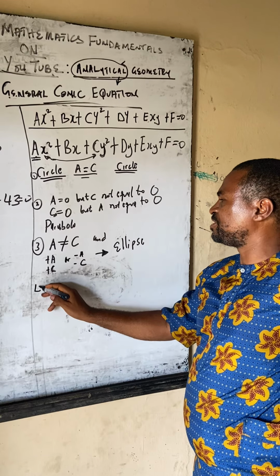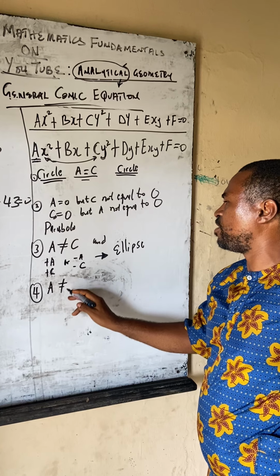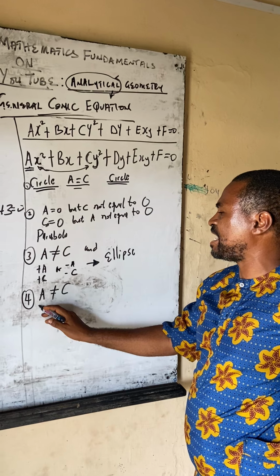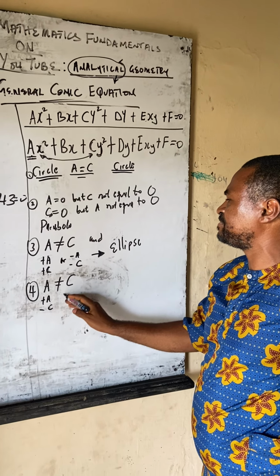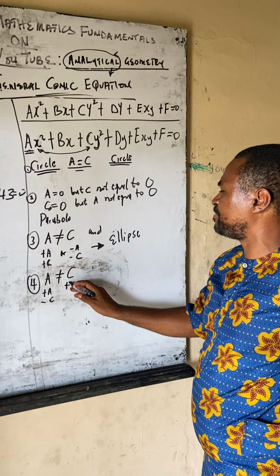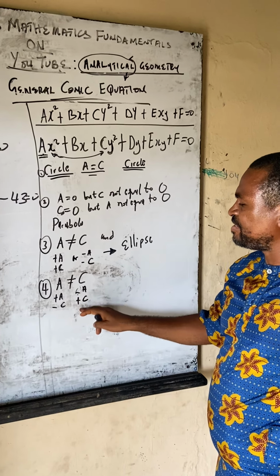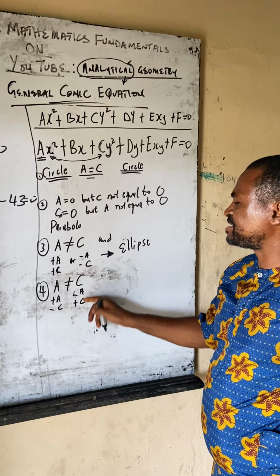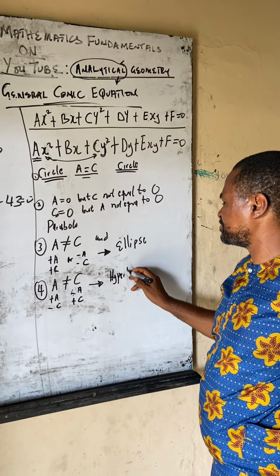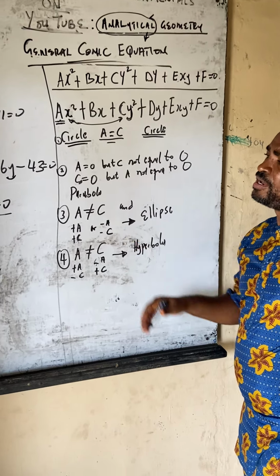Now, the last condition is that if variable A is still not equal to variable C, and the signs in front of A and C are not the same. Let's say I have plus A here, I have minus C here, or I have a minus A here, I have plus C here. Now, if the signs in front of these coefficients are not the same, then I have what is called the hyperbola. So these are the conditions that we need to take note of.